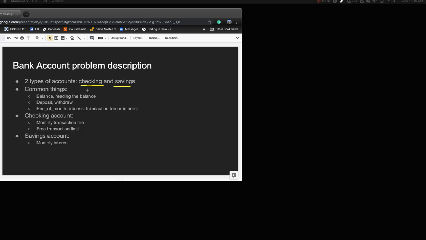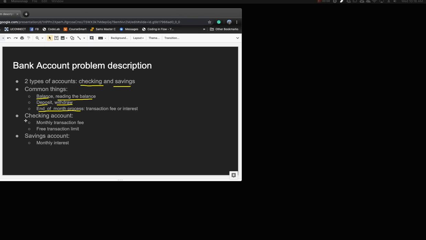The common things between the two account types are that each account should keep track of a balance, and it provides a way to read or check the current balance. And also you can make a deposit or you can withdraw money from the account. And at the end of the month, each account goes through some process so that the banker may charge fees or calculate interest depending on the type of the accounts.